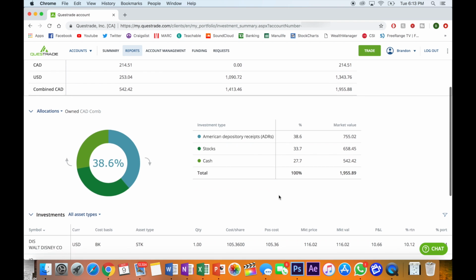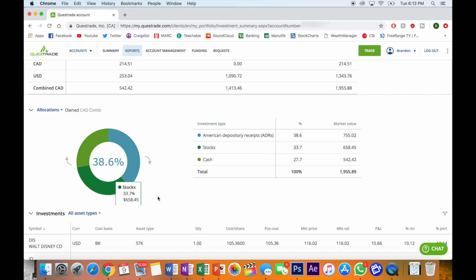Right below in the middle of the page, we can clearly see this nice visual representation of our asset allocation. And what this is telling us is just the breakdown of our portfolio. As of today, as of filming the video, it looks like I have about 27% of my portfolio held in cash. I have about 38% in what's called ADRs.